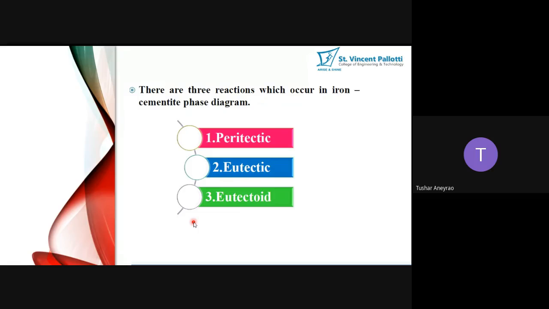What are the reactions that are happening? So only three reactions are happening in the iron carbon diagram. There will be a question in the university examination or in the normal examination also, means sessionals: what are the three invariant reactions in the iron carbon diagram? At that time you have to write down the things that we are going to discuss now. So these three reactions are observed to be happening in the iron carbon diagram. The first reaction is called the peritectic reaction.